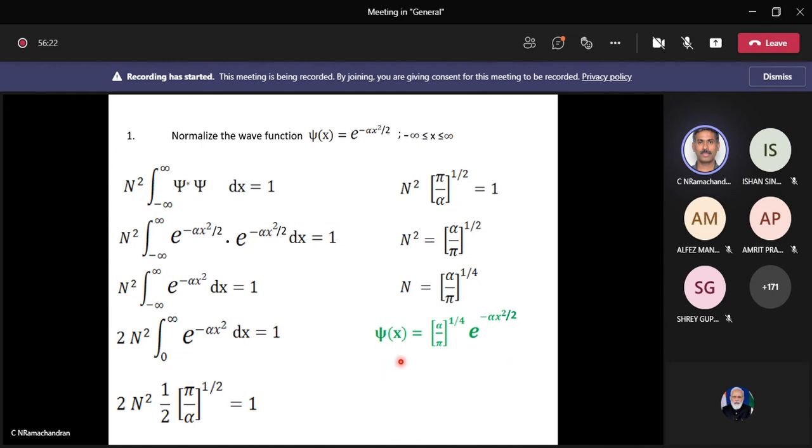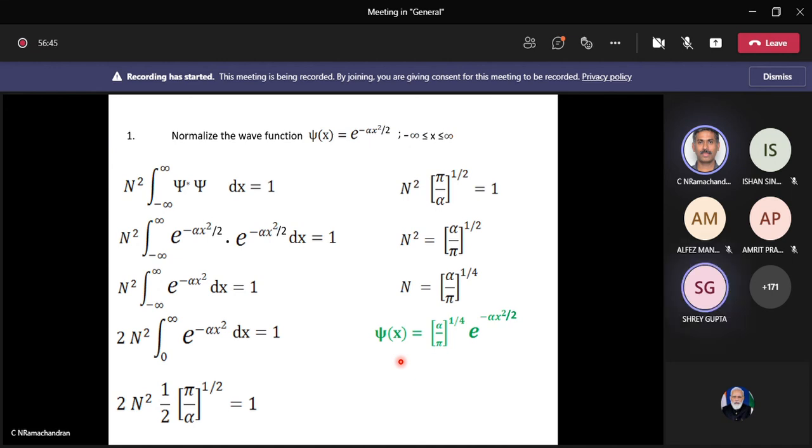Okay, so I just showed you one example of how to normalize a wave function. The reason is that we will have to normalize several wave functions in this course. So this is just a technique I showed you, how to normalize a function. We will be normalizing several functions later.